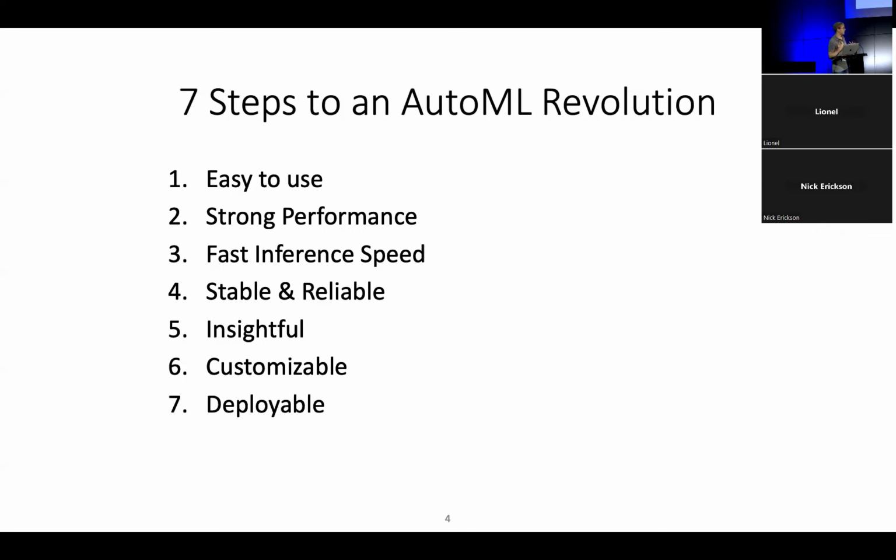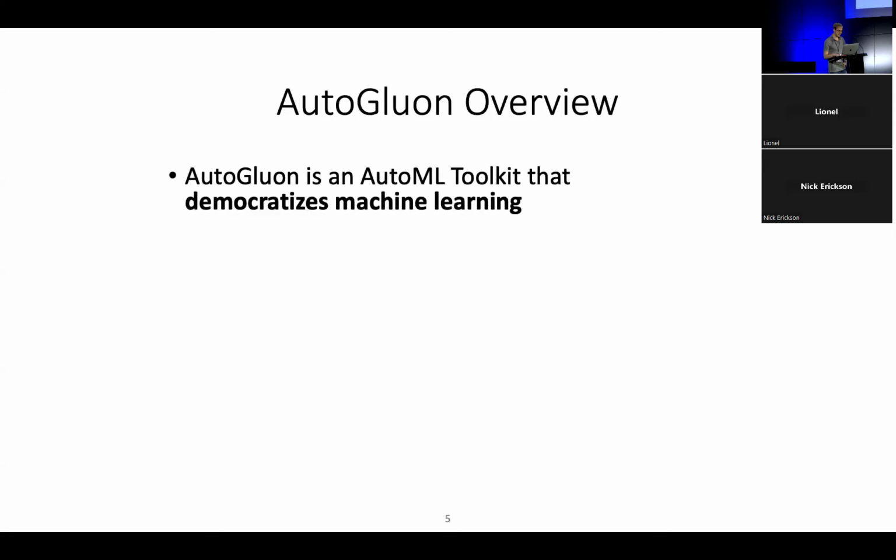And finally, it needs to be deployable. Basically, you need to be able to use this thing in the scenarios where your data lives and where you're trying to solve your problems. So for example, living on an endpoint or even on hardware devices and things like that. And if you can satisfy all 7 of these steps, I think that will herald the AutoML revolution. AutoML should become the thing that people use to solve machine learning problems. So I'm going to talk today about AutoGluon and how I think we've solved all 7 of these steps.